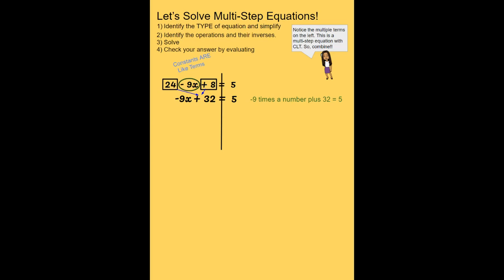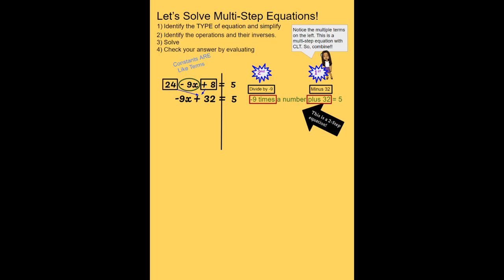What are the operations we wrote? Times negative 9 plus 32. Because we wrote 2 operations, this is a 2-step equation. Now let's find the inverses. The inverse of plus 32 is minus 32. The inverse of times negative 9 is divide by negative 9. The first thing we're going to do is subtract 32 from both sides and then divide by negative 9.